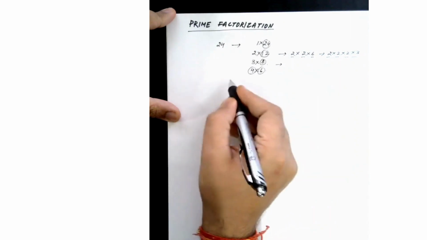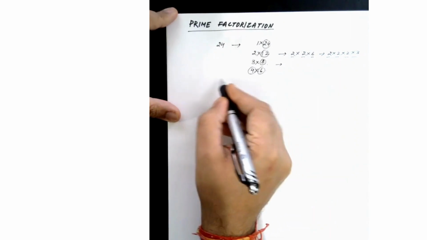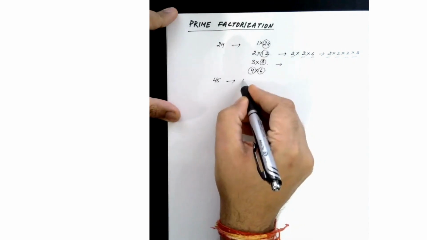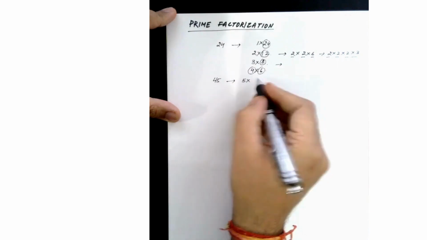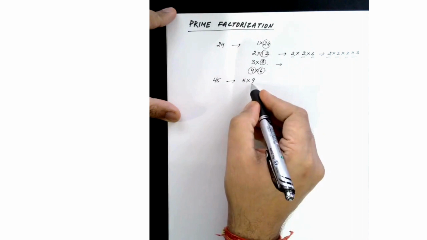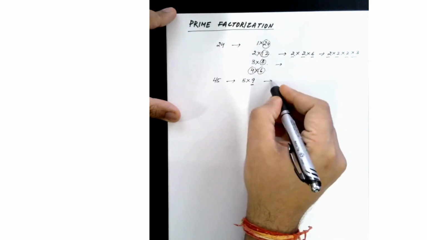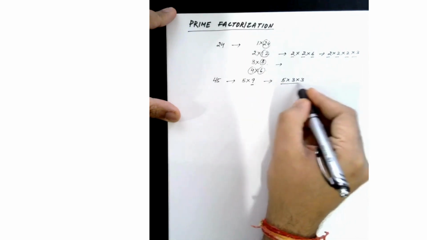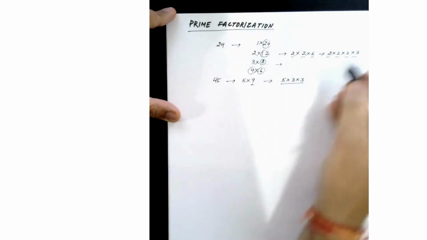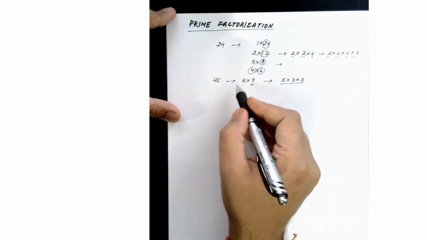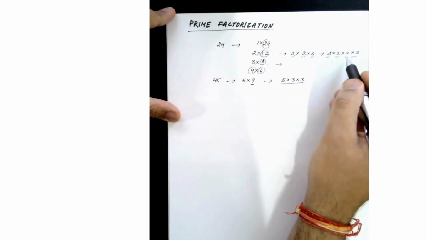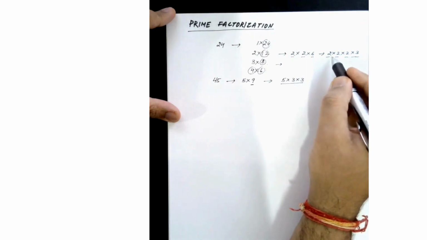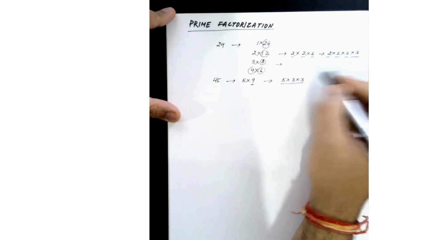If we take an example of, say, 45, we can write it as 5 into 9, and 9 is a composite number. We can further divide it as 5 into 3 into 3. These are all prime numbers. So when we create the factors of a composite number and narrow down to those factors which are actually prime factors, this process is called prime factorization.